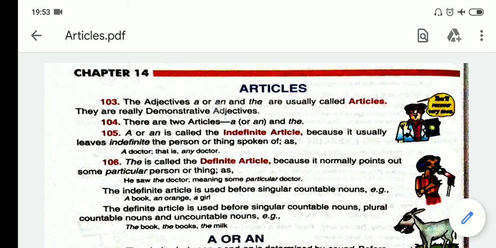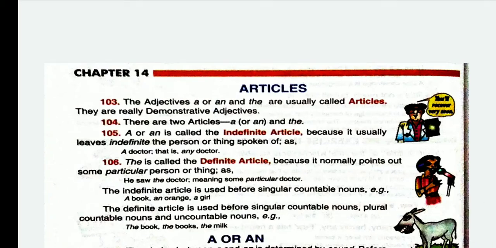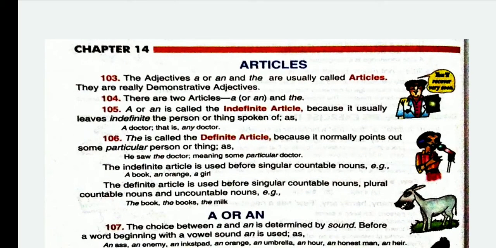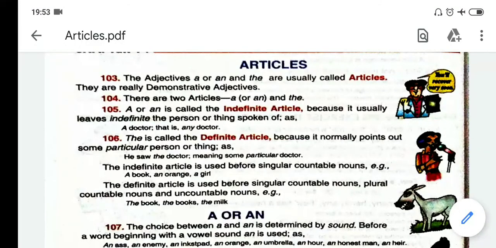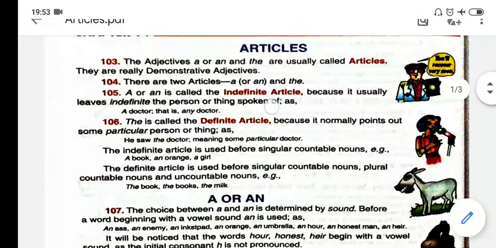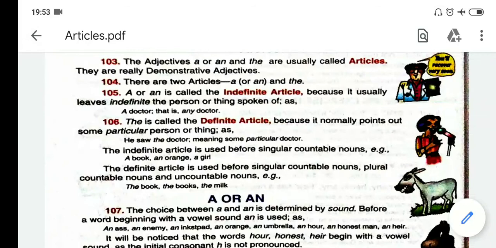They are usually demonstrative adjectives. We have done demonstrative adjectives, the types of adjectives. There are two articles, a or an and the. So basically there are two categories of articles, a or an and the. Right? One is called the definite article, the other is called the indefinite article, as you can see here. A and an are indefinite articles.